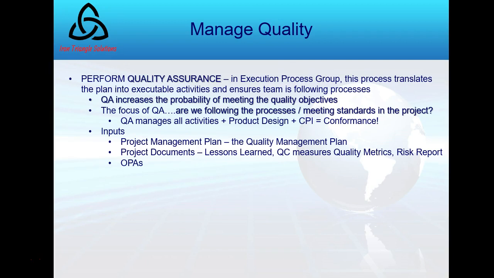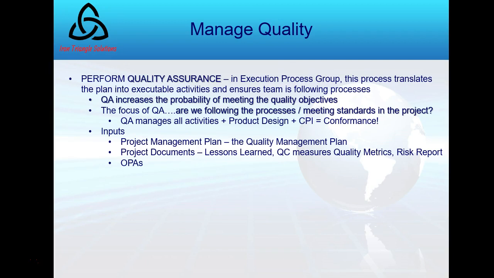So here we are in manage quality. We plan to perform quality assurance. So in this execution project group, remember I said anytime we see the word manage or managing something, we're in the execution process group. So here we're going to translate the plan that we've done into executable activities and ensure the team is adhering to standards or following the process. So it increases the probability that we're going to meet our objectives. So we're asking the question, are we following the processes and meeting the standards in the project?